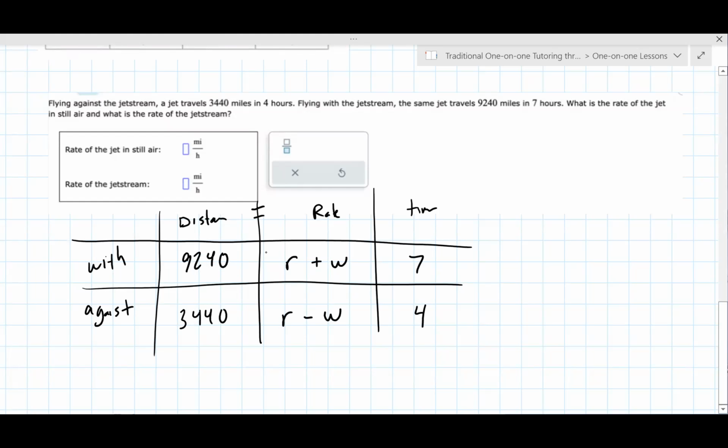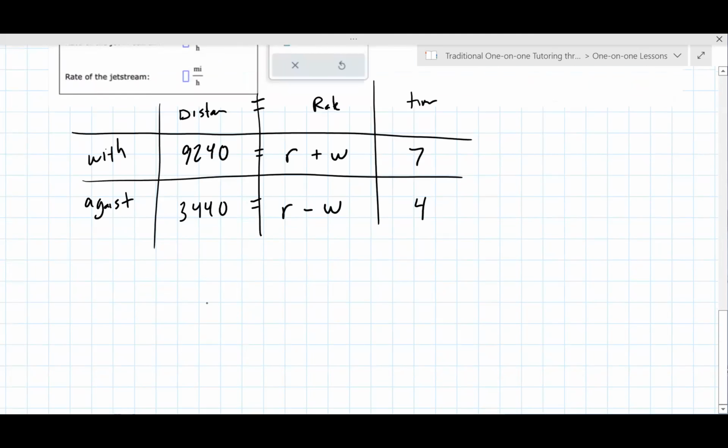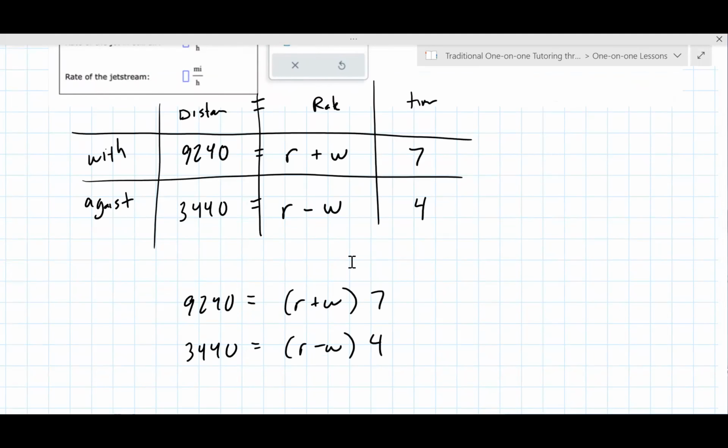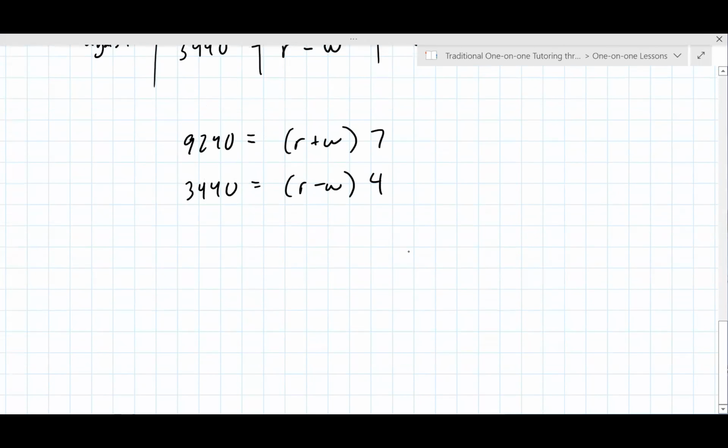And then you're essentially setting up a system of equations here. So it's 9,240 equals (R plus W) times 7. 3,440 equals (R minus W) times 4. And rather than multiplying in, you actually want to first check if 7 goes into 9,240, if 4 goes into 3,440. It will shorten the work substantially if it does. And that is the case. Yeah, 7 does, and then I think you'll see that 4 does as well.